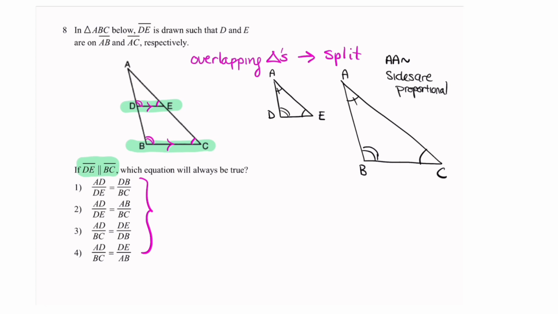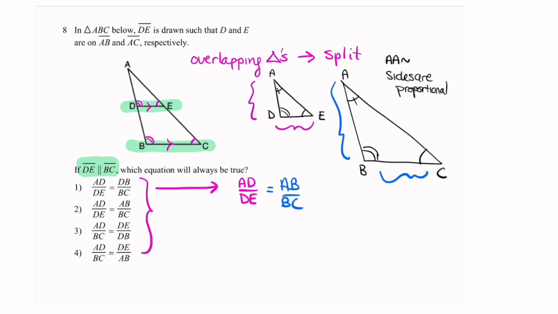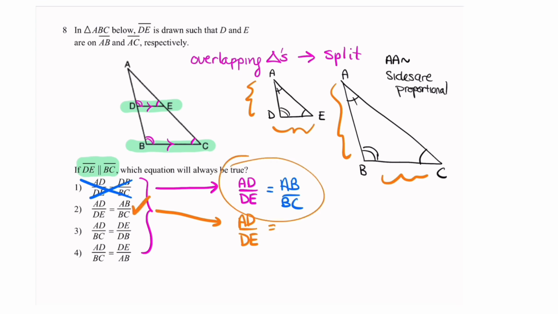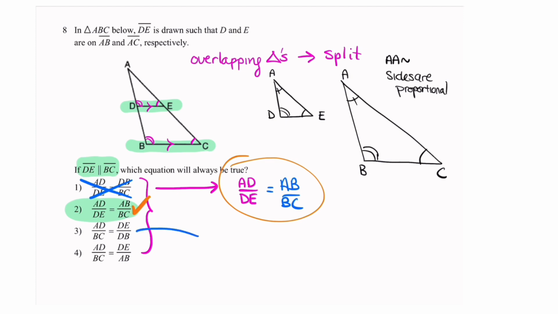So for choice 1, I'm going to locate where AD is and DE, so it's the two sides of that triangle. And then, wait a minute, DB is not even a side of a triangle, so that's not the first choice. Alright, so then we look at number 2. AD and DE, again, are these two sides of the little triangle. AB and BC, yes, that's the one I wanted to write down originally. That's the one that is true. Those two things match in a corresponding way. So that looks like a good candidate for my answer.